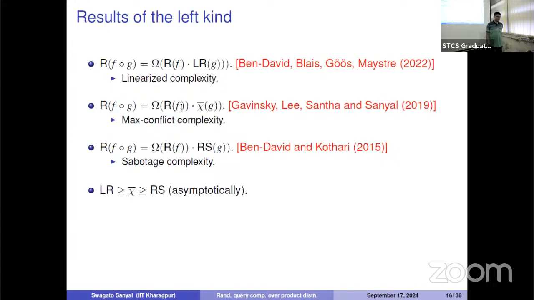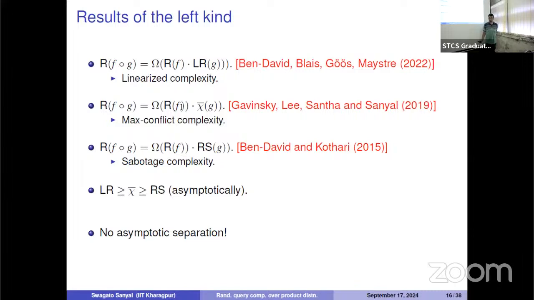These inequalities are asymptotic. So LR is omega of chi bar is omega of Rs. The first result subsumes the second, which subsumes the third. However, no asymptotic separation is known between any two of these measures. For all we know, they all could be the same asymptotically. I'll talk about total functions only. For more general objects called partial functions, which generalize Boolean functions, they have demonstrated asymptotic separation.